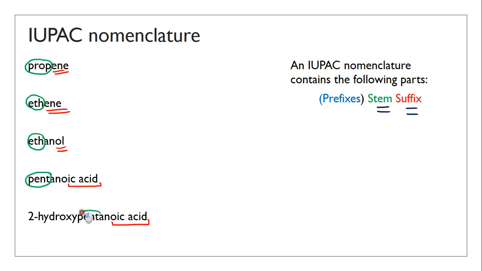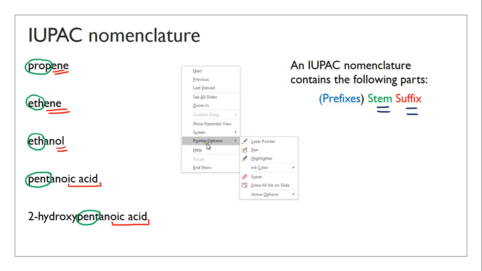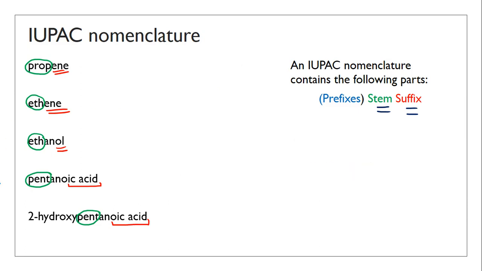This one, the stem is pent. And the only name out of all these examples that actually has a prefix is the last one. So 2-hydroxy is actually a prefix.